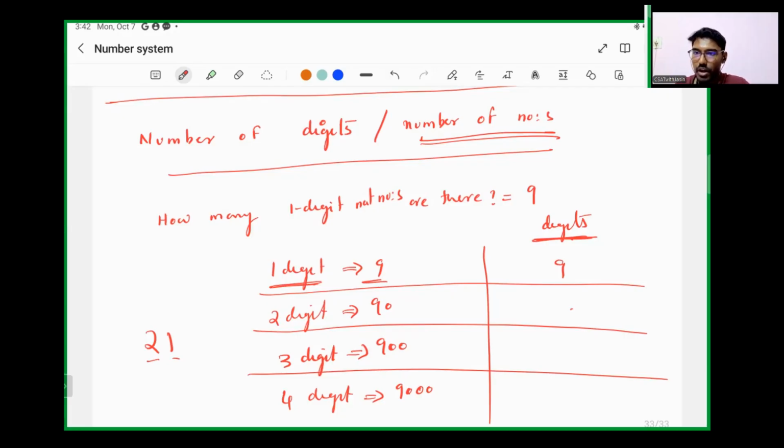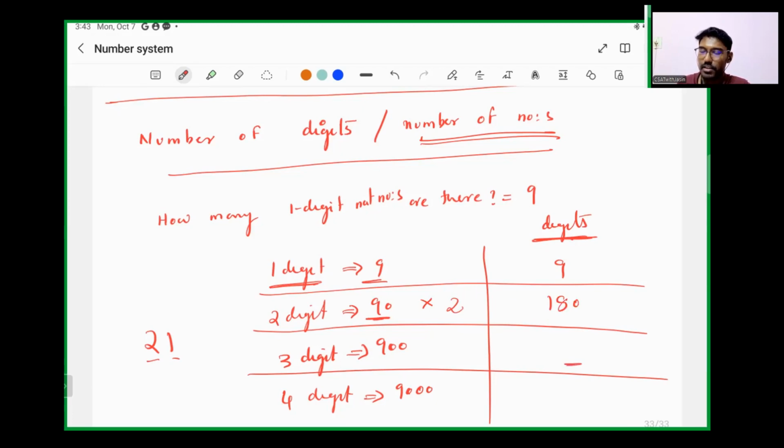Now how many digits are there in all the 2-digit numbers? Yes, it will be 180. Why? Because there are 90 2-digit numbers. We already calculated that. And in each of those numbers, you have 2 digits. So there will be 90 into 2, which is 180 digits. So in all the 2-digit numbers taken together, you have 180 digits.